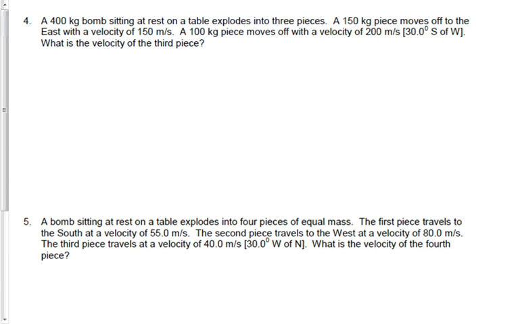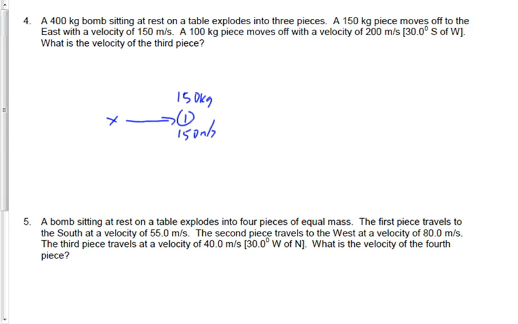A 400 kilogram bomb sitting at rest on a table explodes into 3 pieces. It's sitting at rest, it's not moving. That means its initial momentum will be 0. Okay, let's draw the picture here. There's the explosion point. It's sitting there at rest, explodes into 3 pieces. One goes off to the east. We'll call that object number 1. It has a mass of 150 kilograms, and it has a velocity of 150 meters per second.